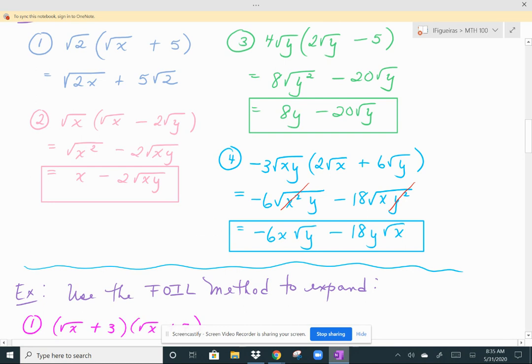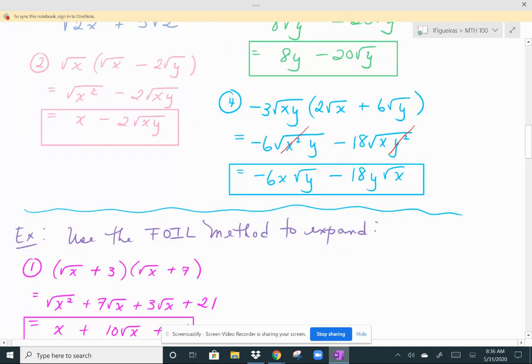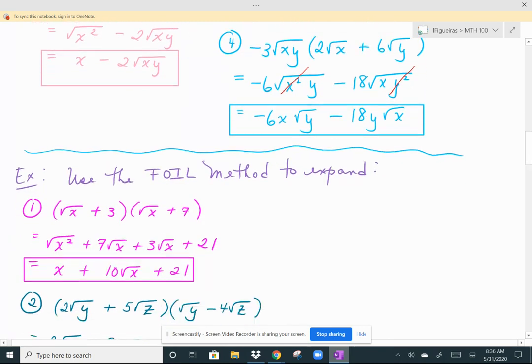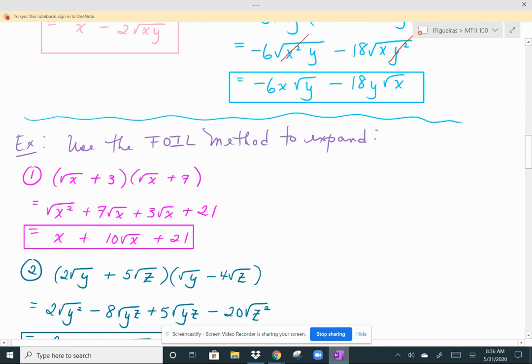Okay, so we continue with multiplication, but this time you're going to be multiplying binomials with radicals in them, so we use the FOIL method. Remember, FOIL stands for first, outer, inner, last. Okay, so we are going to multiply root x plus 3 times root x plus 7.